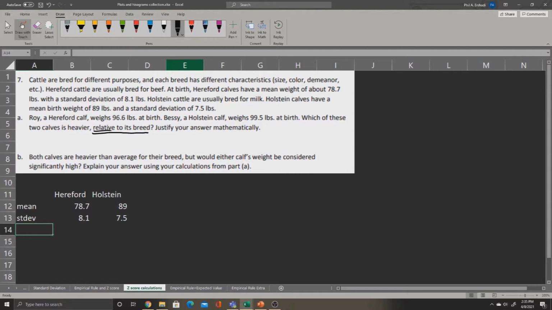If you are ever asked a question about something relative to the rest of its breed, or relative to some population at all, what they're really asking you to do is find the z-score. Now, we have a certain ingredient list we have to collect in order to find the z-score. Here's what the list looks like.